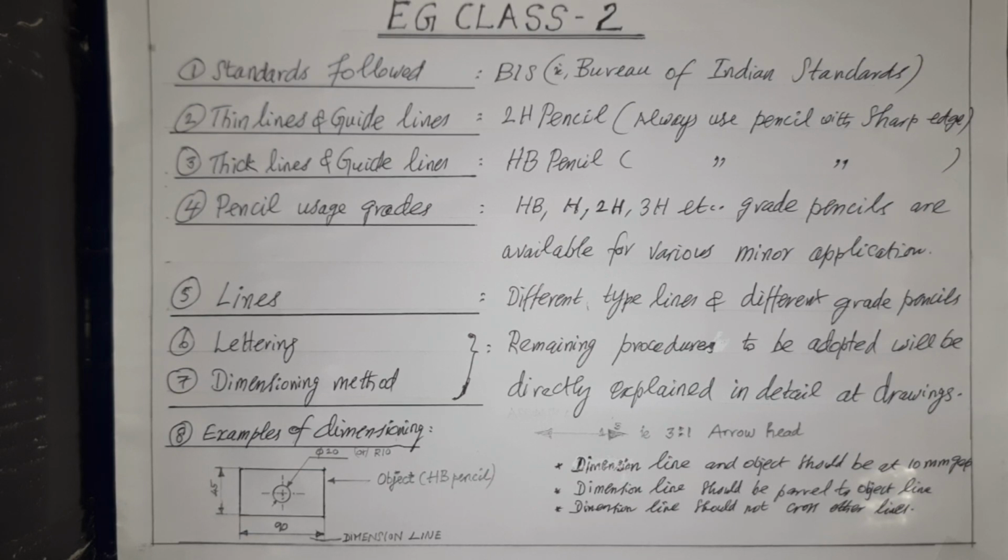most important. Next, regarding the lines as given in the fifth underlines, there are different lines like outline, hidden lines, dimension lines, hatching lines, center lines, etc. are available in practice, which will all be explained in the drawing later.